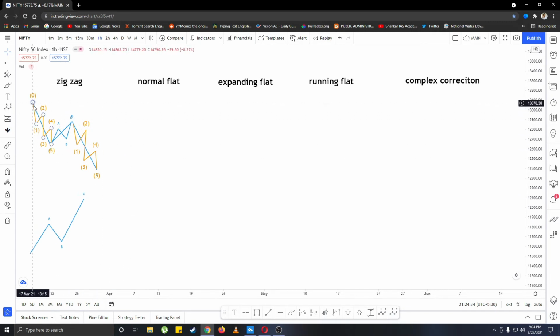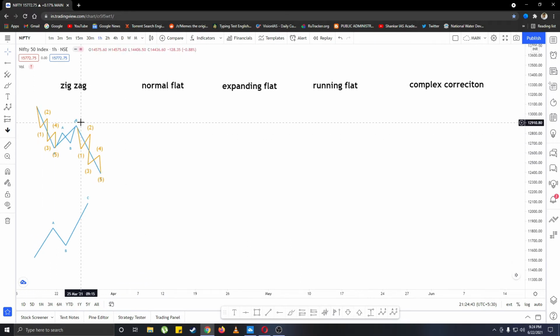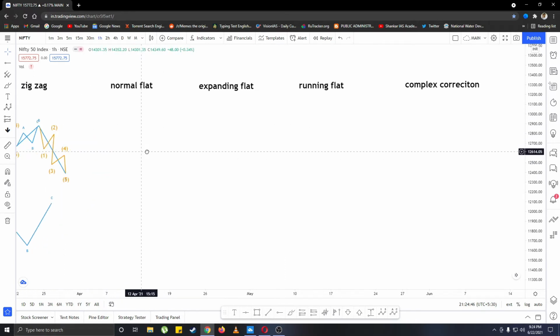So it is very simple. It is made of motive waves. Each motive wave has 5 waves, 1, 2, 3, 4 and 5, followed by a B wave and a C wave. Now this is a typical simple A, B and C correction.